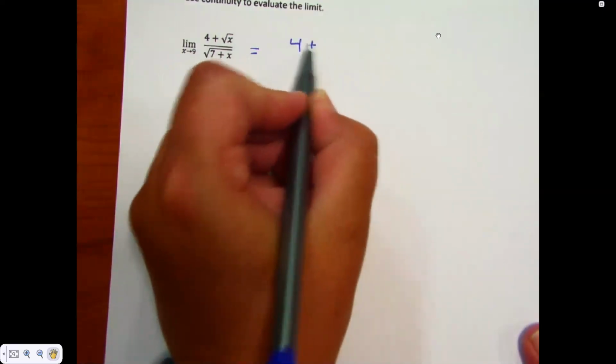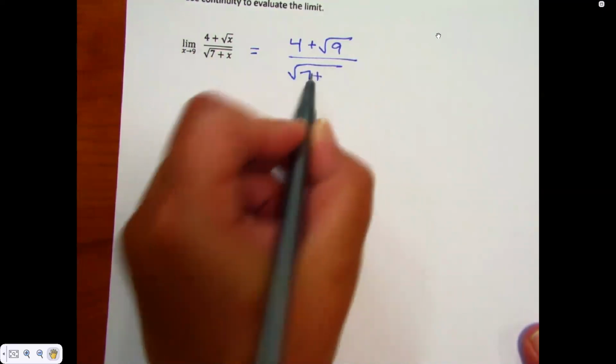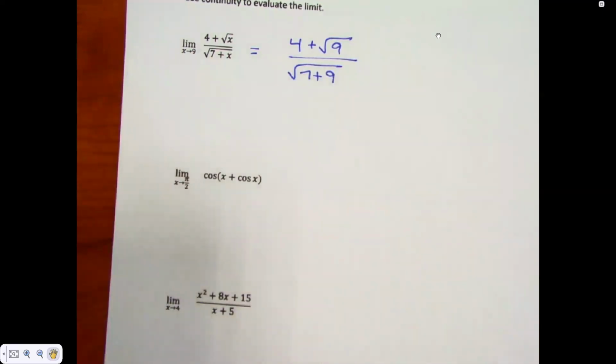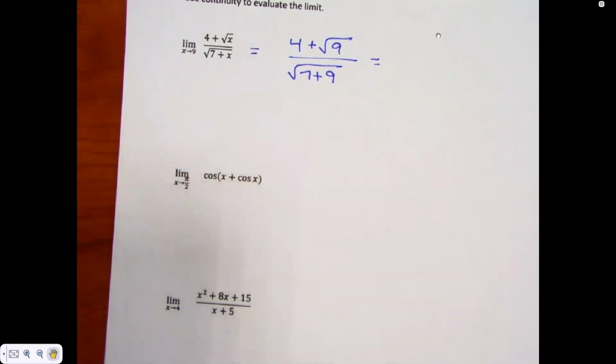So as long as I don't get an answer of 0 on the bottom, I can evaluate the limit by just plugging it in. For the most part, there may be some exceptions, but for the most part, that means it's continuous. So he doesn't want you to forget that evaluating limits where it's continuous is a piece of cake.